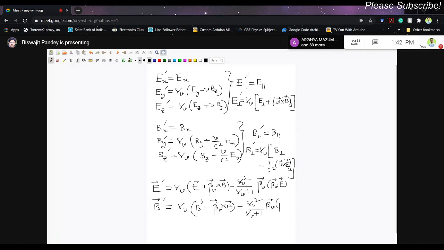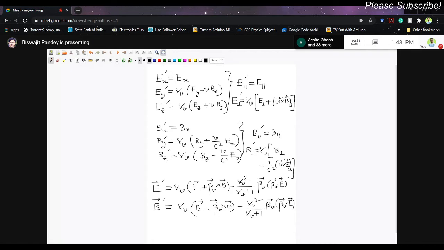Beta V, so there is no new physics involved here. You just have to do a slightly lengthy calculation, because in that case the matrix is not so simple. You just don't have these four non-zero terms; there are lots of non-zero terms, so you have to simplify that. If you do that, you will find that the electric field and magnetic field in the prime frame can be written in terms of the electric field and magnetic field in the unprime frame by using this expression.